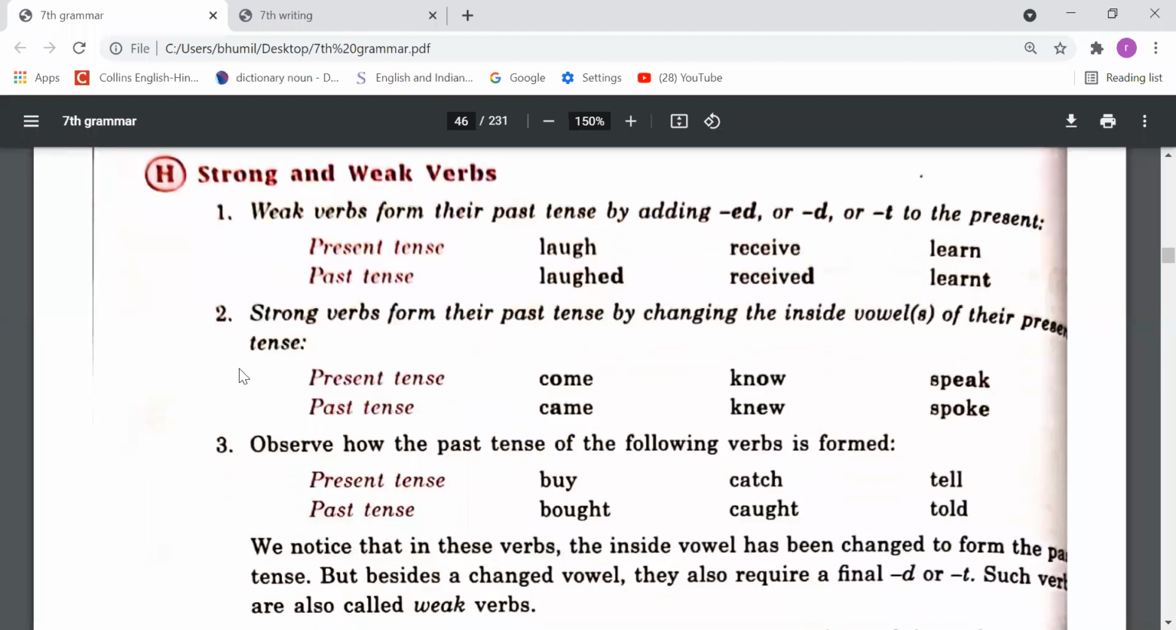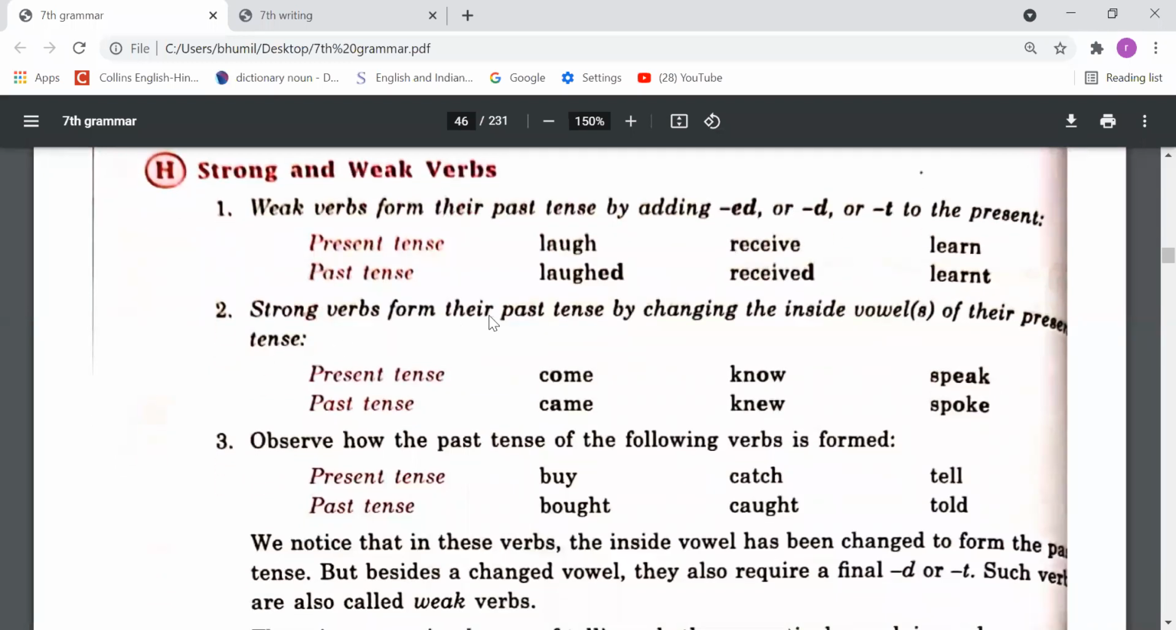Now let's talk about strong verbs. Strong verbs form their past tense by changing the inside vowels of their present tense.